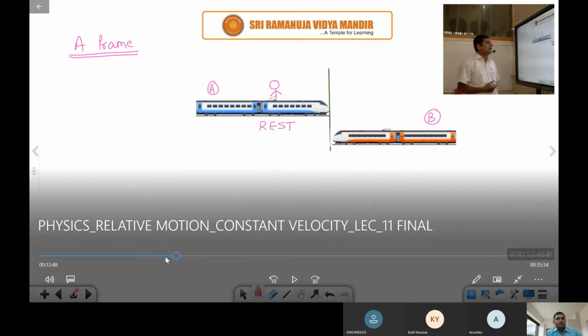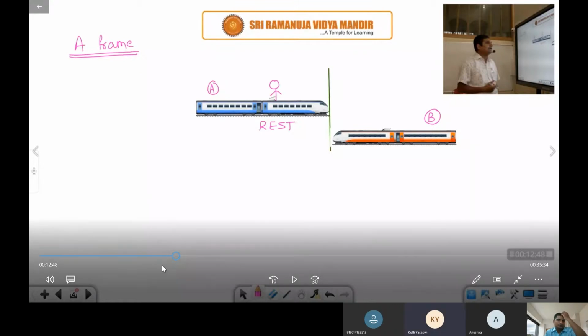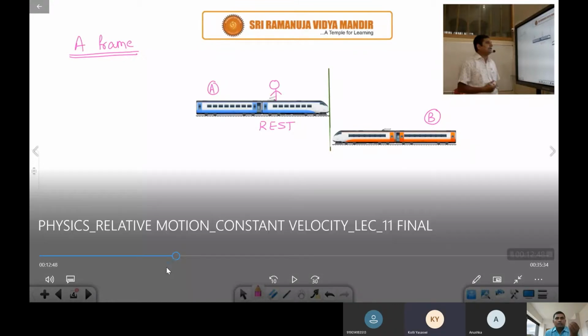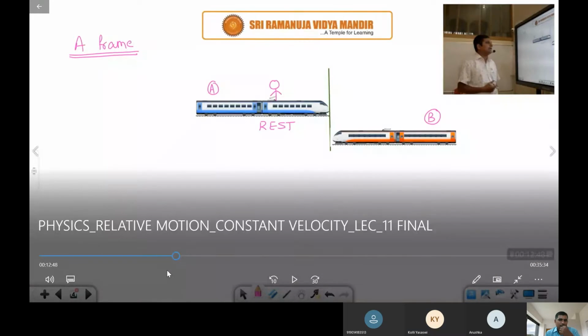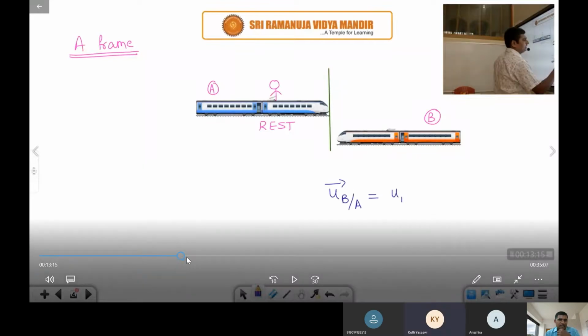A frame means what does it mean? It means we are standing on the blue train, so it is at rest. Correct. Now, which train has to move? B train has to move. How much distance does B have to move so that we can say the B train has crossed the A train? It's the length of the A train plus the length of the B train.